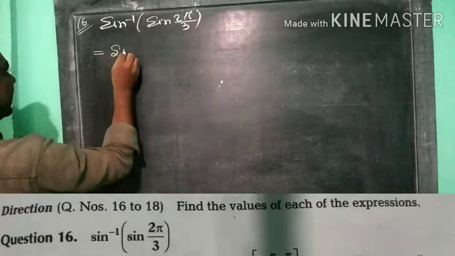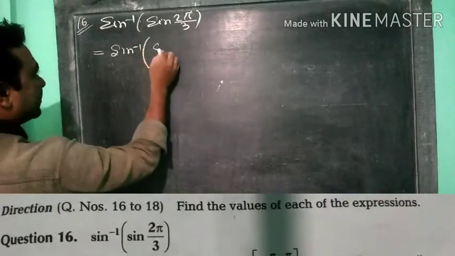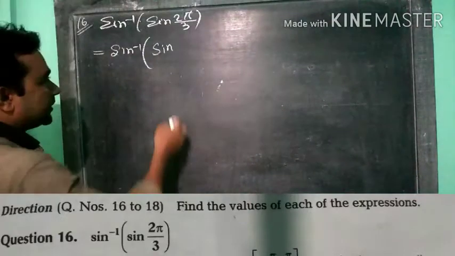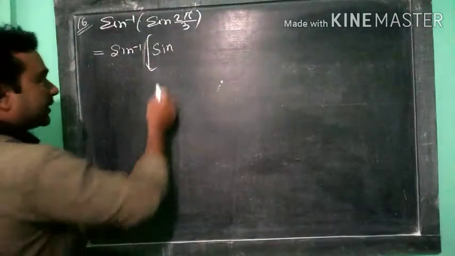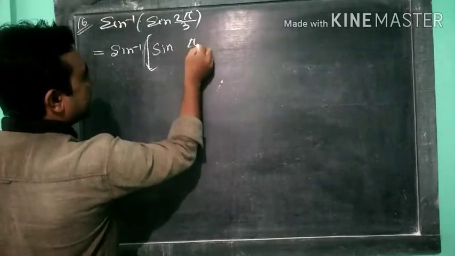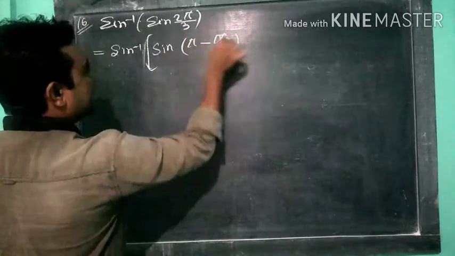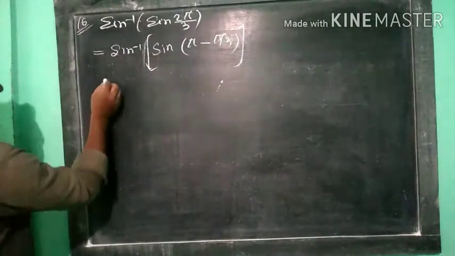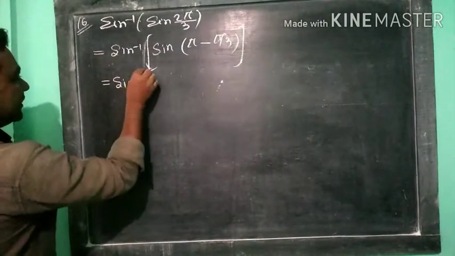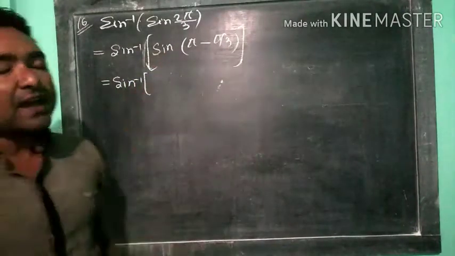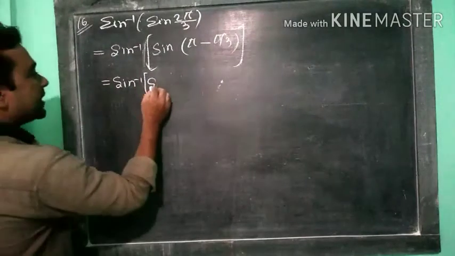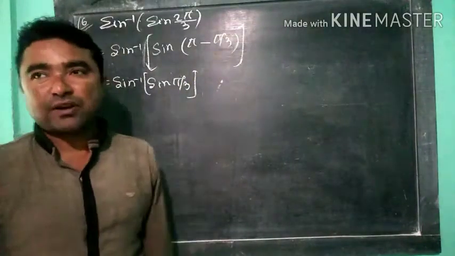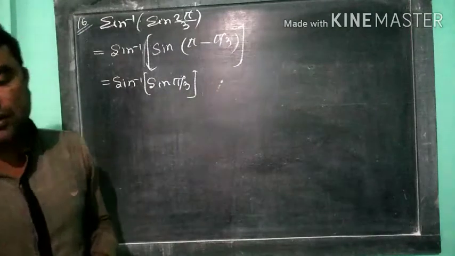This is equal to sine inverse of sine 2 pi by 3. Now 2 pi by 3 can be written as pi minus pi by 3. If we take 3 as the LCM, then 3 pi minus pi is 2 pi by 3. So this is sine inverse of sine of pi minus pi by 3, which is sine pi by 3, since it lies in the second quadrant where sine is positive.